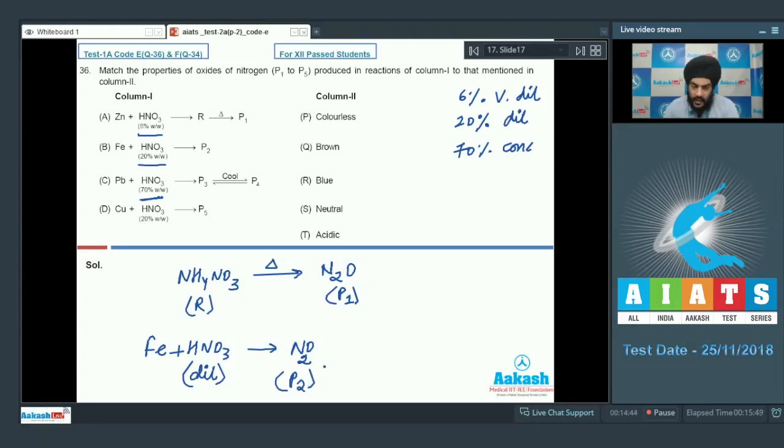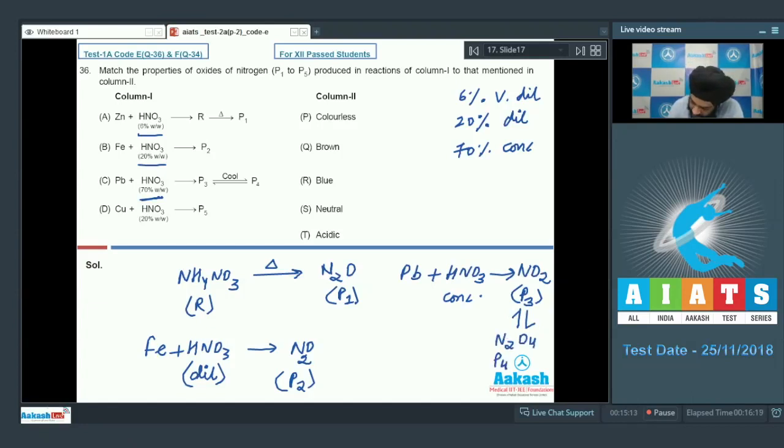If you look at the third reaction now, lead plus concentrated nitric acid, we know that lead on reaction with concentrated nitric acid liberates NO2. So the gas which is formed in the third reaction is NO2. We are only bothered with the nitrogen oxides, as the examiner is only interested in that. So NO2 is the gas P3, and when it is allowed to cool, it will undergo dimerization to give us N2O4. So the gas P4 is N2O4. Let us look at the reaction given in option D, Cu plus dilute HNO3. Copper on reaction with dilute HNO3 releases NO.